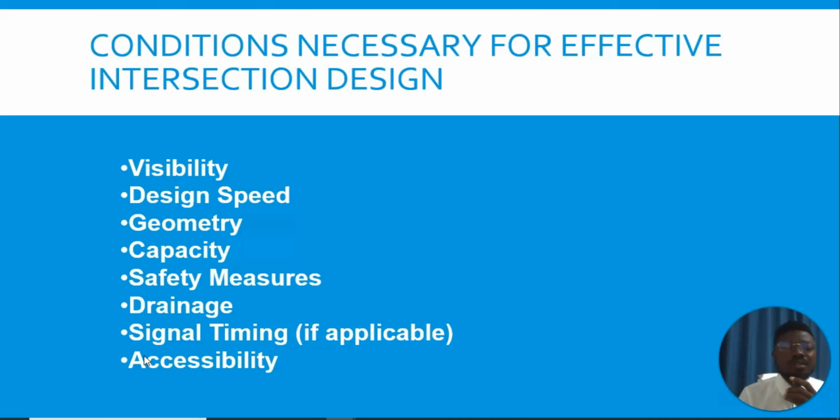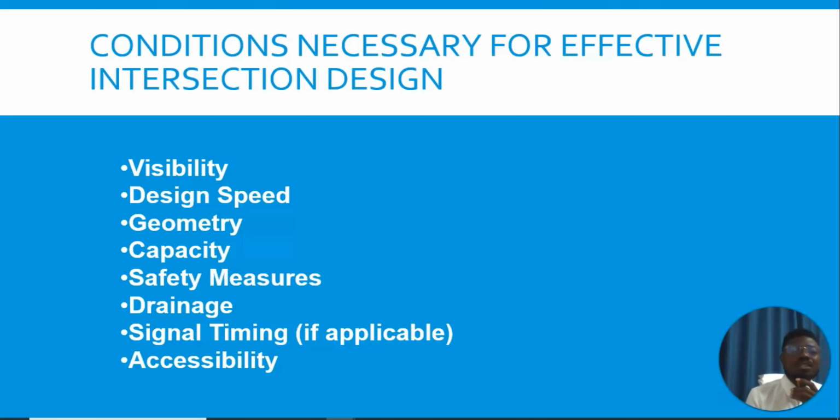So looking at the first one is visibility. When we hear the word visibility, it means there has to be a clear sight where at that point of intersection you must be able to effectively see the other sides of the road. So when we're designing an intersection, it has to have these clear sight lines for all directions.